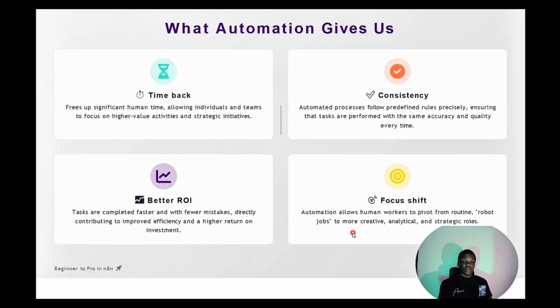So focus shifts. Automation allows human workers to pivot from routine jobs to more creative, analytical, and strategic roles. So when particular tasks could be automated, you find out that your team have time to engage in other productive jobs.